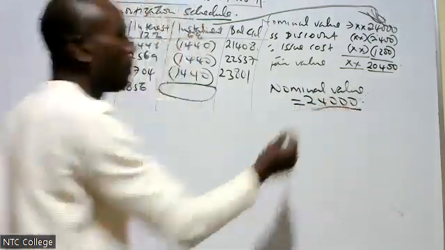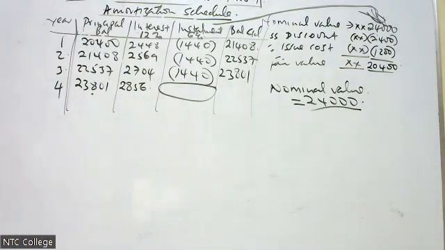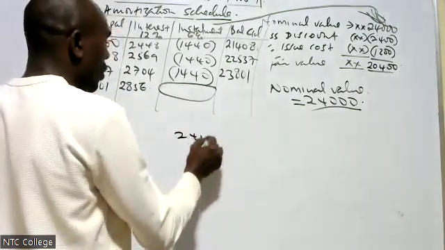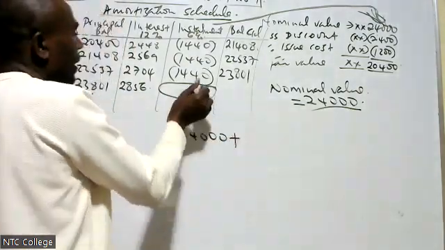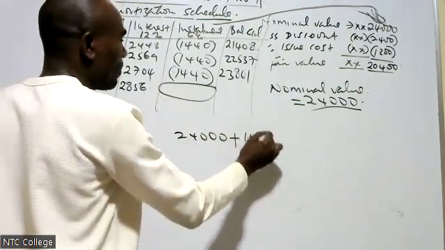We are going to return the people's money. We borrowed, therefore we are paying back. The time has expired. Therefore, I'm going to take 24 million plus the usual coupon payment of 1440.